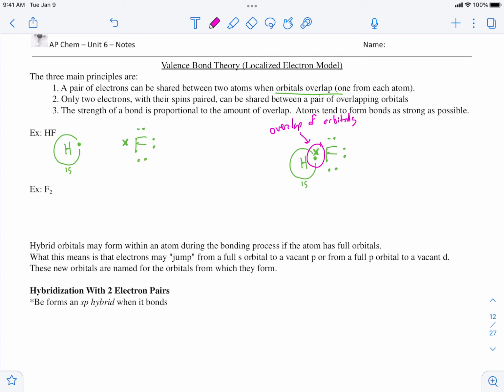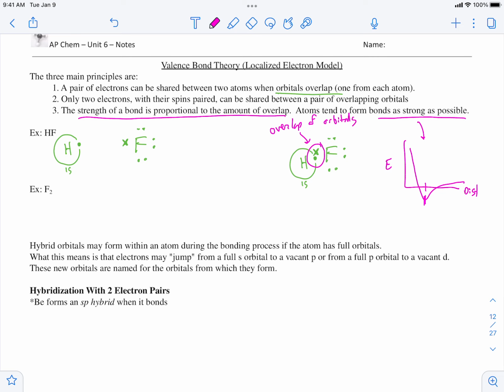The strength of this bond is going to be proportional to the amount of overlap. Atoms tend to form bonds as strong as possible, and this is recalling back to that energy diagram that we talked about the other day when we talked about distance and energy. How there's an optimum distance. That distance is where you get the maximum attraction with the minimum repulsion. That establishes the bond length.